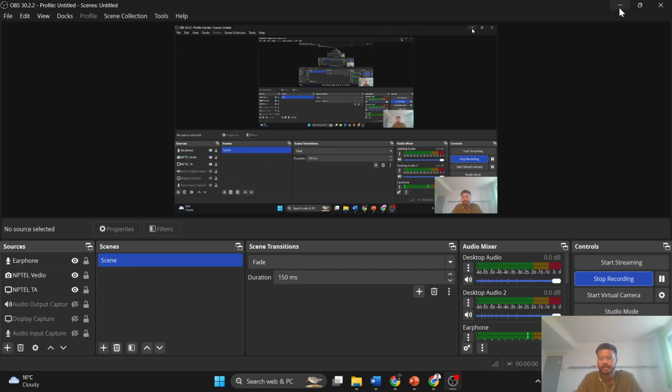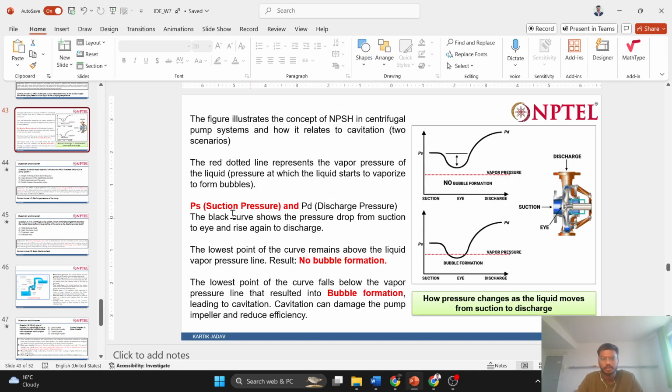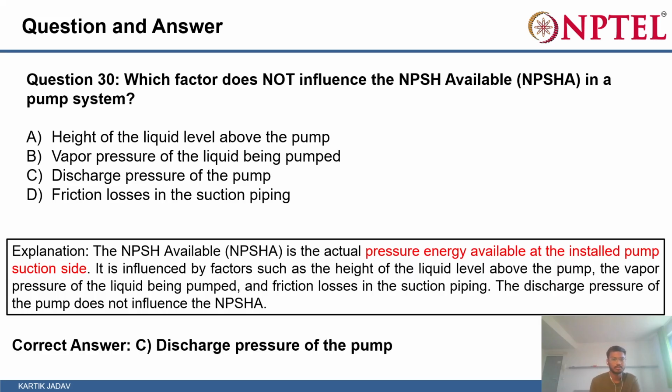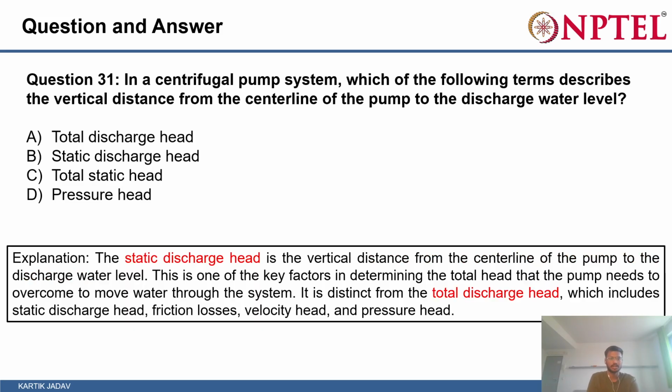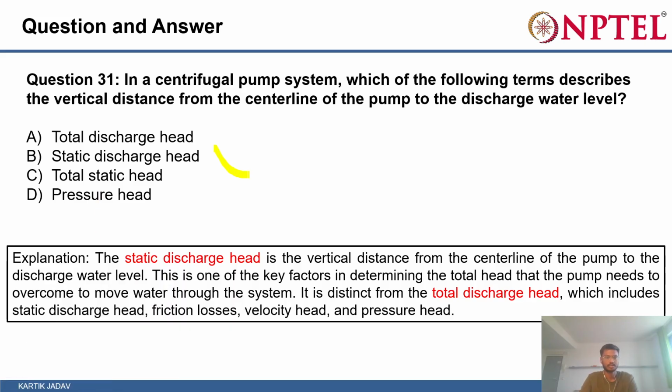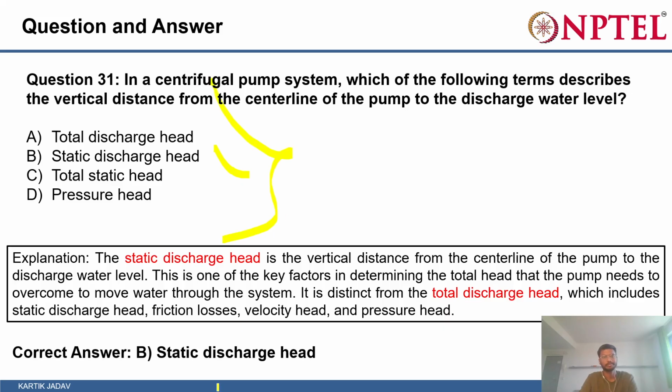So let's continue our session. Next question: which factor does not influence the net positive suction head available in the pump system? I'm skipping this question. So go through this easy one, and I've also explained everything about NPSH and centrifugal pumps in detail. We have discussed already, right? So go through all of this and the simple questions.